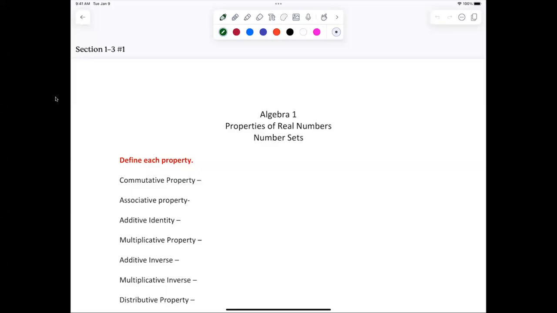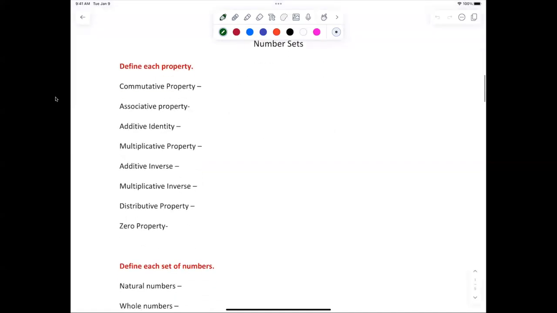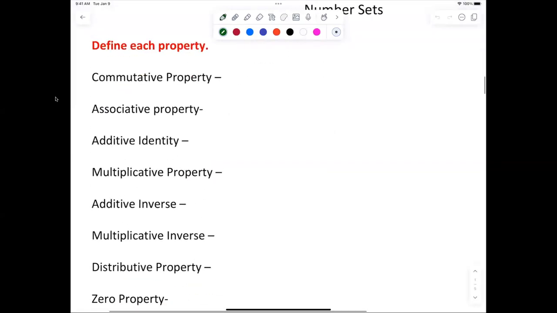Okay, now we want to review the properties. All right, so as we're reviewing these properties, can anybody give me an example of the commutative property with letters? Go. You are amazing. Everybody's writing that down. A plus B equals B plus A. All right, the order changes.